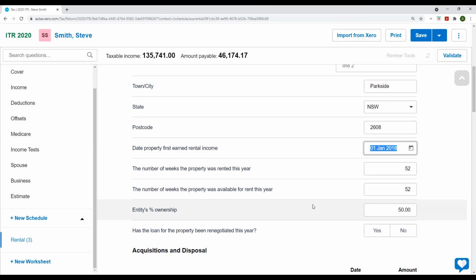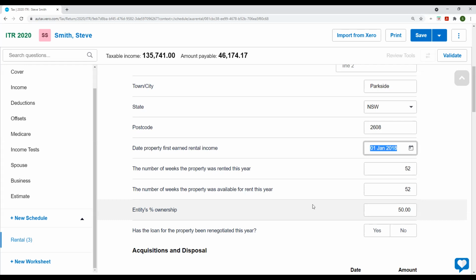The second question asks how many weeks you rented the property this year. Why are they asking? For 2018, you already rented it. They want to check whether this year you used it personally, or did not rent it out for any other reason. They are checking how many weeks you rented, and you can see the number of weeks the property was available for rent is also there.